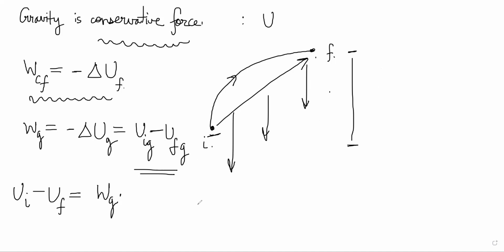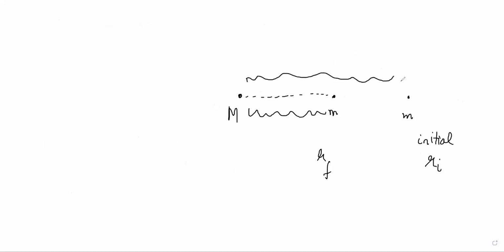So in general, now what we will see is a case where some mass, capital M, is here, and some mass is here. Let's say the initial position is at distance Ri, and the final position is here, at distance Rf. This distance is Rf, and this distance is Ri.